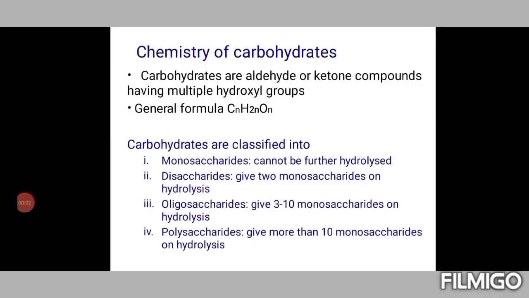Okay, we'll start with the chemistry of carbohydrates in general. What are carbohydrates? They are aldehyde or ketone compounds having multiple hydroxyl groups, OH groups, attached to the central carbon skeleton.